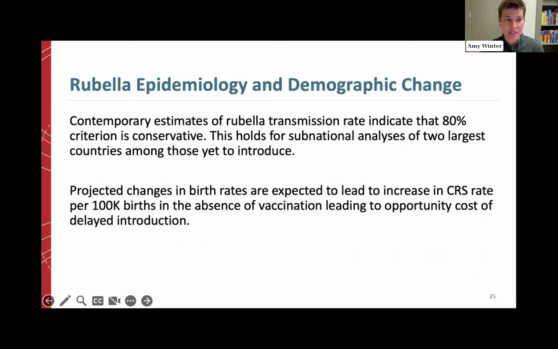So contemporary estimates of rubella transmission rate indicate that the 80% criterion is conservative, and this holds for subnational analyses for the 2 largest countries, DRC and Nigeria. Projected changes in birth rates are expected to lead to an increase in the number of CRS cases per 100,000 live births in the absence of vaccination, leading to an opportunity cost of delayed introduction.